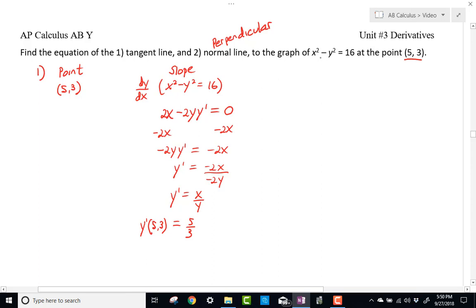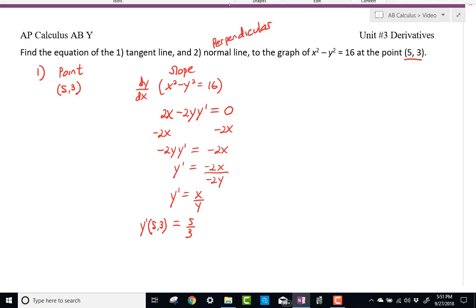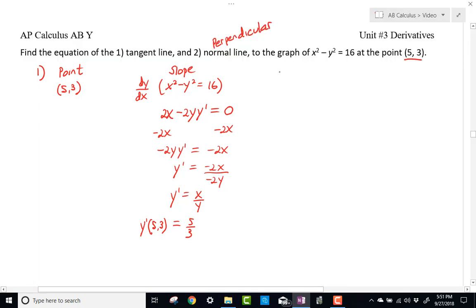So my tangent line now, we're still working on the tangent line. The tangent line would be y minus y1, so my y1 is 3, equals my slope, 5/3, times x minus x1, which is 5. And so there's my tangent line.